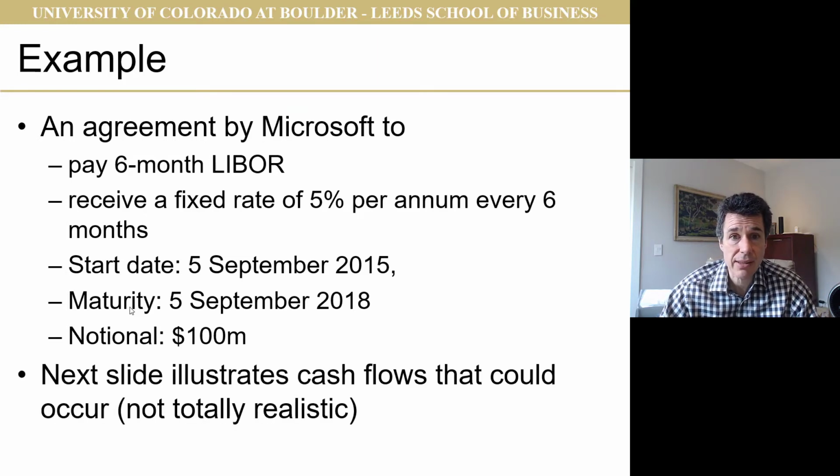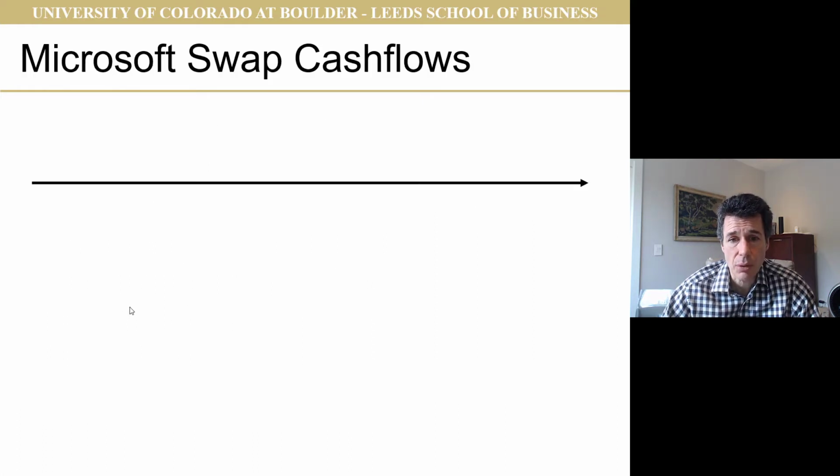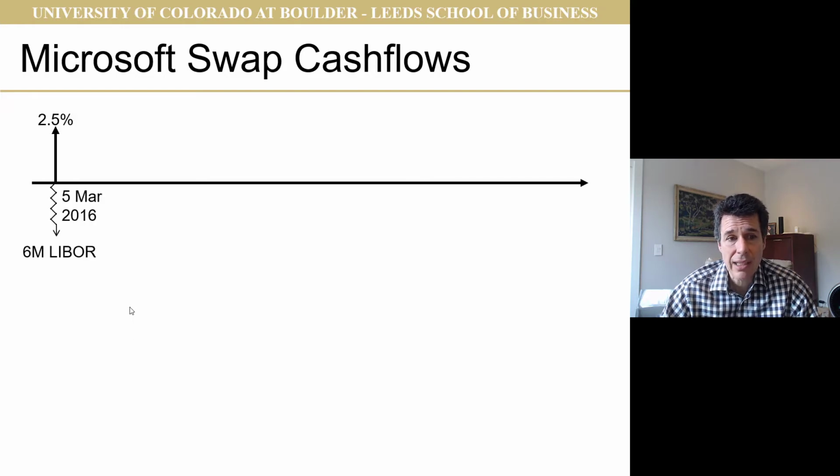Now, the next slide is going to illustrate some cash flows, and they're not totally realistic cash flows because we haven't been really precise or careful about how we calculate those cash flows. But we just want to see how this works. Typically, when I'm drawing this interest rate swap, I will draw a line which represents time into the future. An arrow going up is a cash flow that I am receiving, or in this case, that Microsoft is receiving, and an arrow going down is a cash flow that Microsoft is paying.